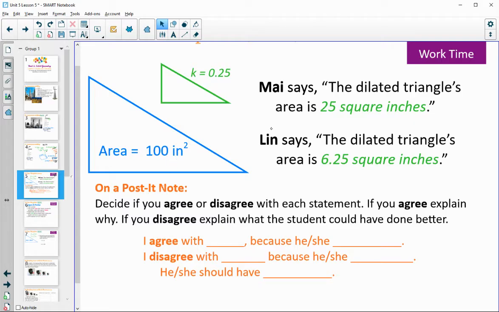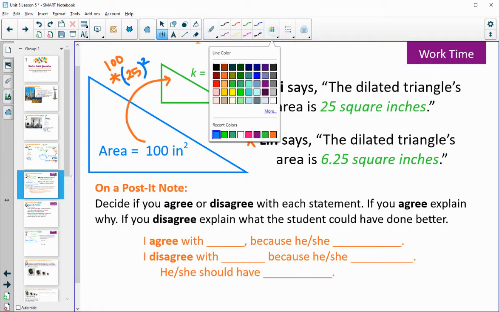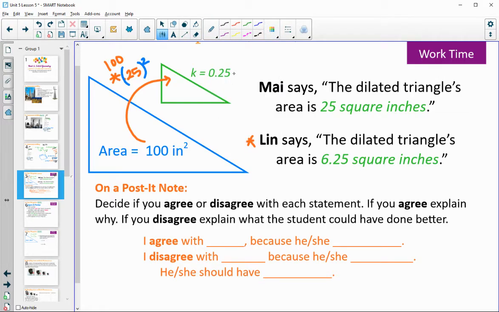All right, so the correct answer would be Lynn's, okay? So what happened is Mai actually multiplied by just the scale factor. So she took 100 times just the 0.25. And what she should have done was multiplied by the scale factor squared. So Lynn actually did the scale factor squared.